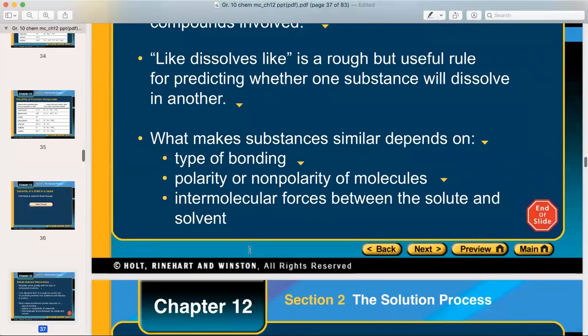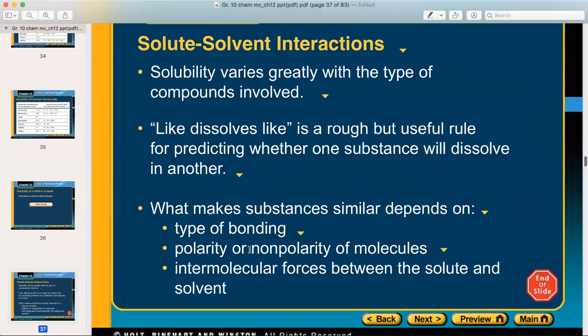Let us move on to solute solvent interaction. Now, another important topic, we have solute solvent interaction. Before I explain, remember one thing. If I ask one question, why will alcohol dissolve in water and why will oil not dissolve in water? There is a very common thing we use in chemistry, in science. The reason behind it is like dissolves like.